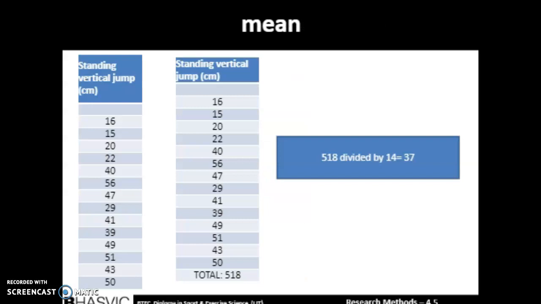So the first way of describing statistics is using the mean. The mean is all the data added together and then divided by how much you've got. I have done a worked example above. On the left is the raw data collected by the gymnasts. In the next column, the raw data has been added and then totaled at the bottom, which is 518. Then I need to divide it by 14 because there are 14 participants. 1, 2, 3, 4, 5, 6, 7, 8, 9, 10, 11, 12, 13, 14. 14 participants there. So I then did that calculation, which gave me 37. 37 is therefore the mean.